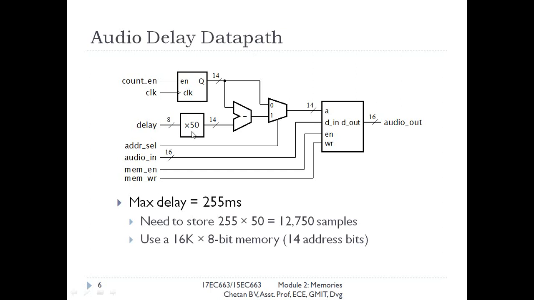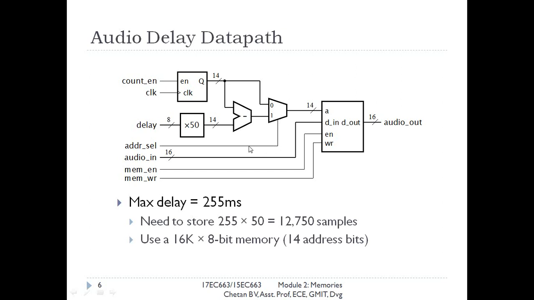Therefore, we have to multiply the delay with 50, and it will also be a 14-bit value at the output of this multiplier. These two 14-bit values are applied to a subtractor. The output of the subtractor is applied to one of the inputs of this 2:1 multiplexer. The second input of this 2:1 multiplexer is the direct output from this counter.